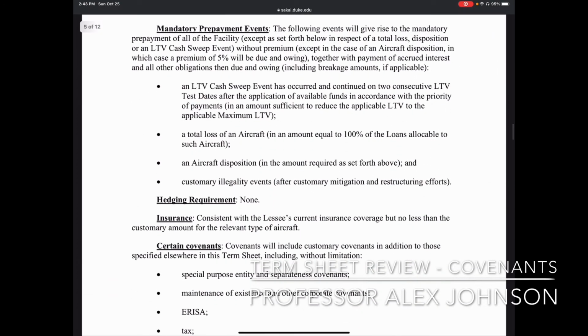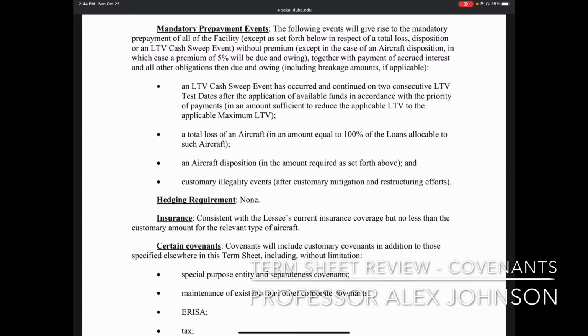Next, we encounter mandatory prepayments. Like voluntary prepayments, this is how we're getting the money back to the lenders, and therefore it's included in Article 2. Unlike voluntary prepayments, this is actually an obligation of the borrower to make payments to the lenders. It is not their right to choose to do so or not do so. It is a requirement that they do so if certain events occur.